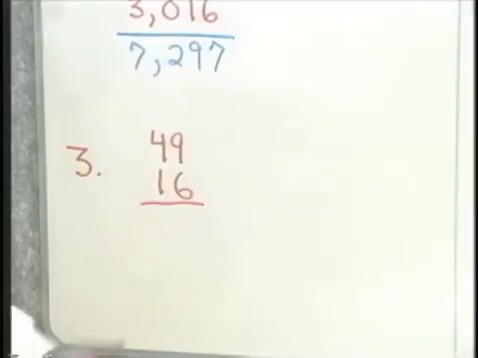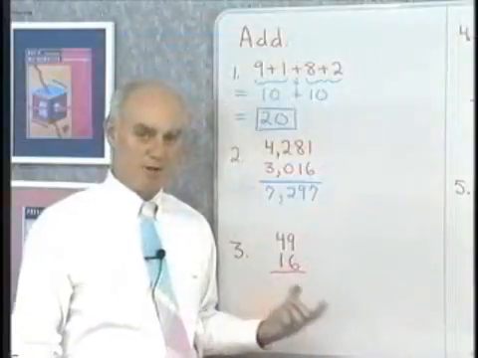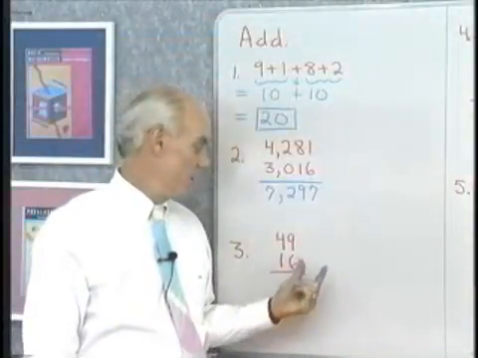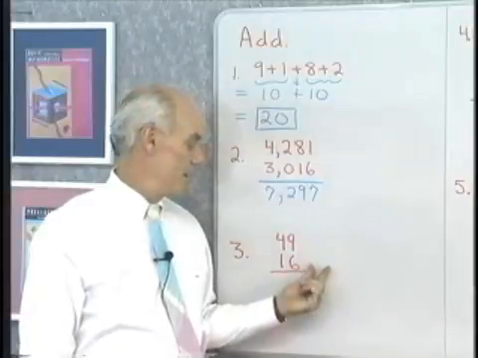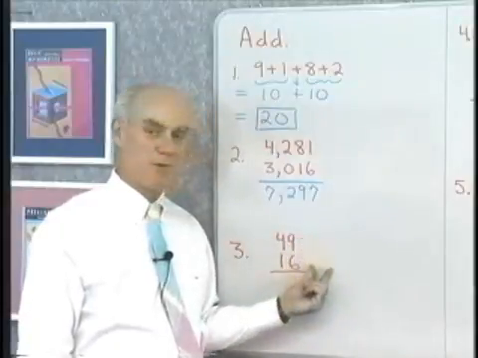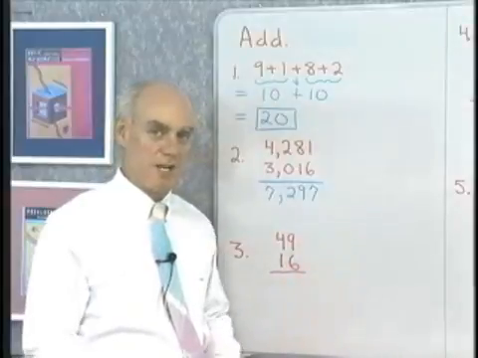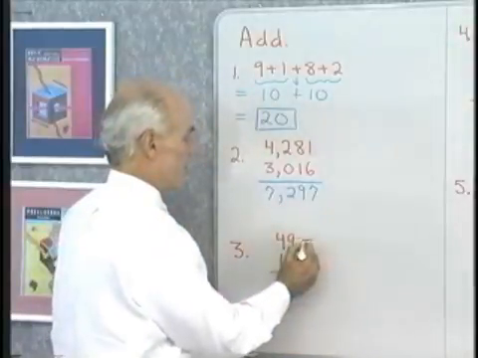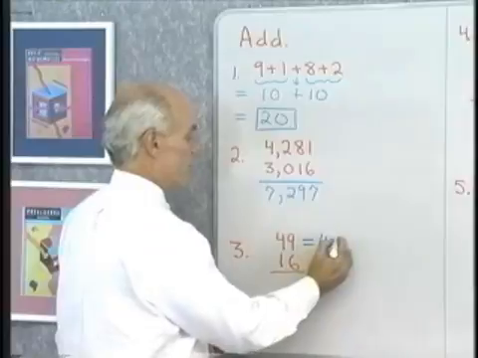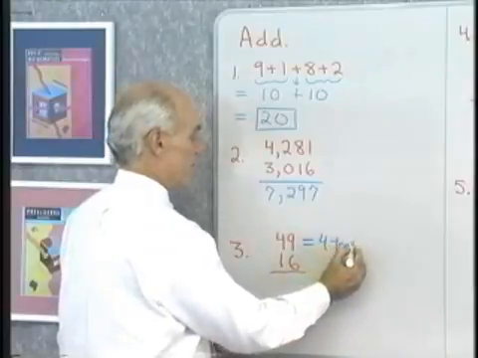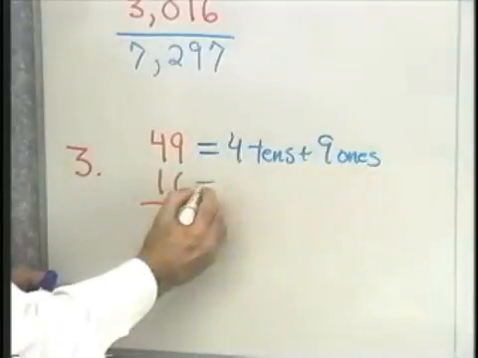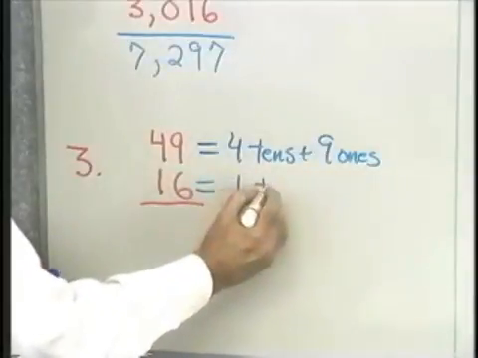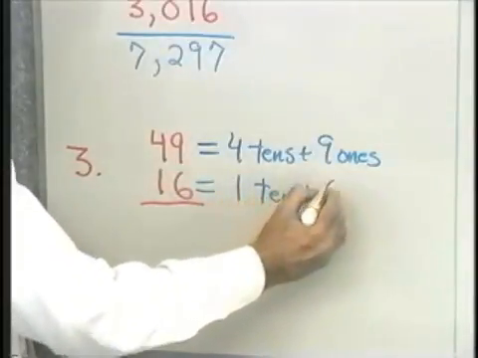So before I do that, and to see why I do that, you probably already have done problems like this before, let's write these numbers out in terms of the columns, the numbers that are digits in the columns right here, and see if we can get a handle on what this carrying is all about. So I'm going to rewrite 49 as 4 tens plus 9 ones. And I'm going to rewrite 16 as 1 ten and 6 ones.